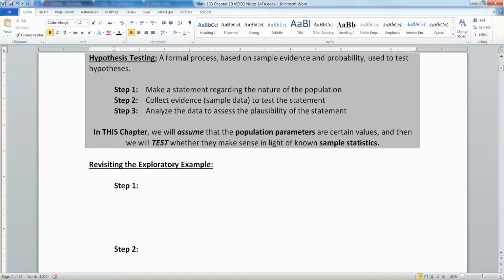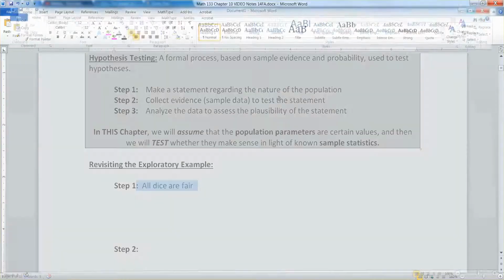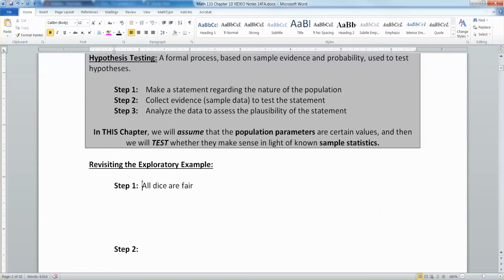So let's think about what we just did with the dice example. So step 1, we assumed all dice are fair, right? All the dice in the class were fair. That was our assumption. It would be kind of a crazy assumption to make with a statistics professor, but you know, that's what we did. Which means, by the way, the probability of rolling a 5 is assumed to be 1/6.